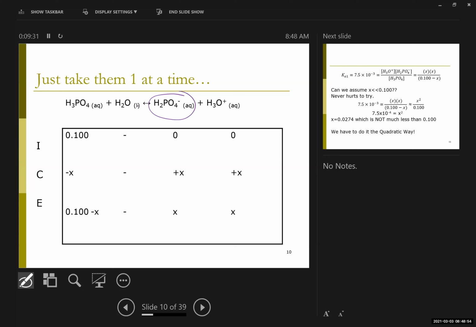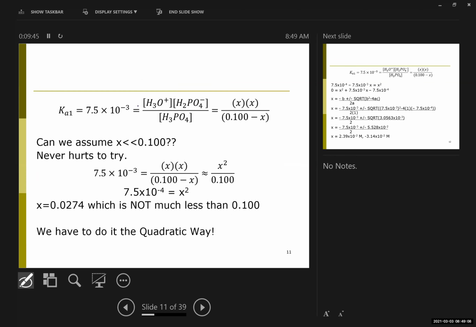-x, -x, plus x, and plus x. I plus C equals E. All I've got to do is solve for x, and as is frequently the case in problems of the second type, my K equation, if I know the equilibrium constant, allows me to write one equation with one unknown, which I can solve. In this particular case, my assumption fails. Breaks my heart, but it does.